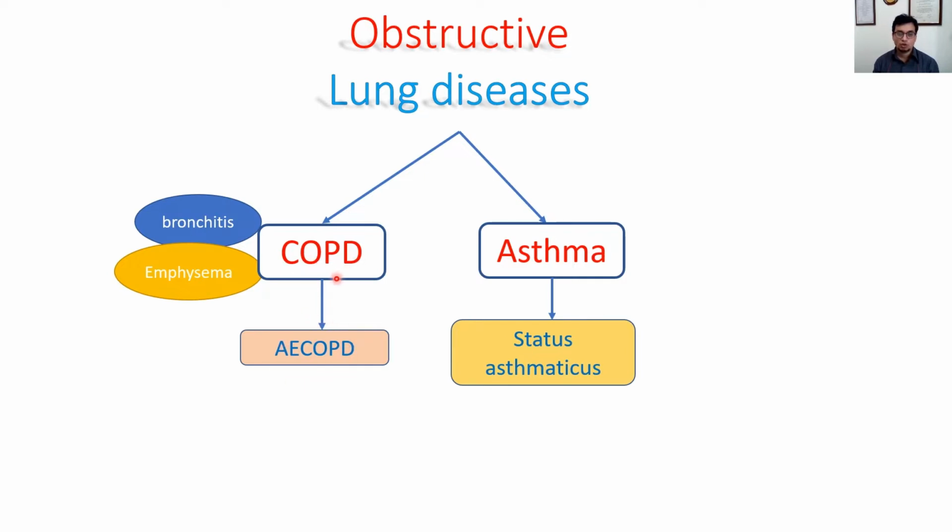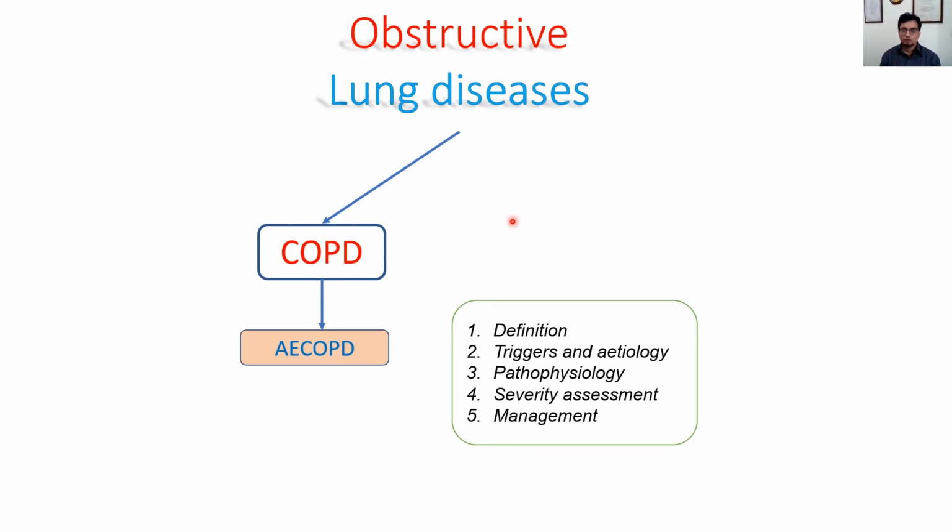COPD is otherwise a chronic disease. Similarly, asthma is also a chronic issue, but sometimes they also get exacerbation, acuteness, and this acuteness is termed as status asthmaticus.